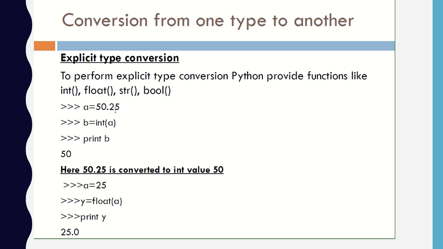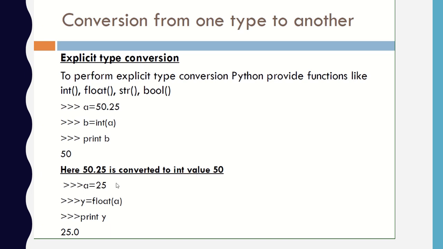If you want it to be converted into integer form, then you have to write b is equal to int of a. Int of a means only the integer part will be returned. So print b, what happens? It will return only the integer part. The decimal part will not be returned. 50.25 will not be rounded off, so it will represent only the value 50. So 50.25 is converted into the integer value 50.